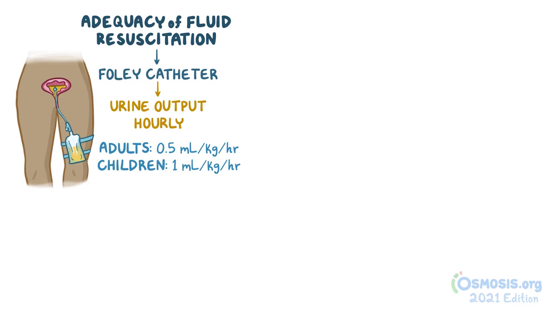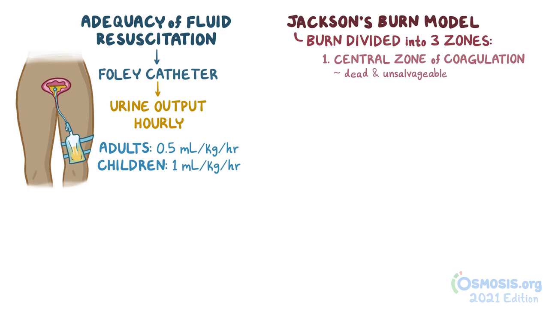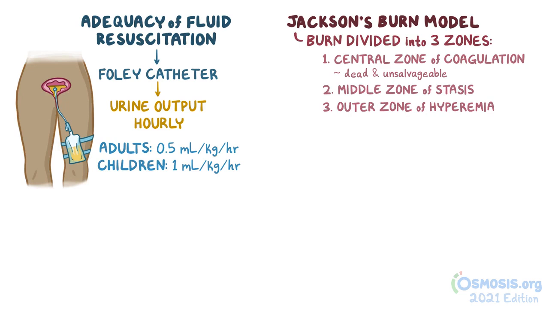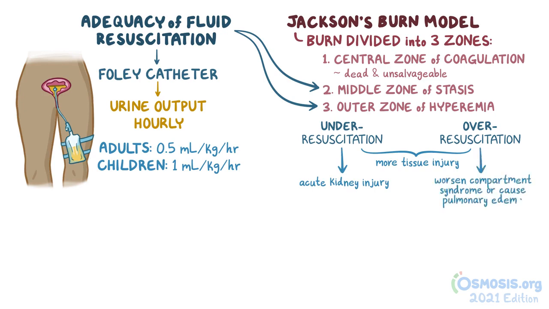The idea behind this strict fluid regimen is Jackson's burn model, which states that a burn injury is divided into 3 zones: a central zone of coagulation, which is dead and unsalvageable, a middle zone of stasis, and an outer zone of hyperemia. Adequate fluid resuscitation can potentially save the zones of stasis and hyperemia from irreversible injury. Under or over resuscitation can result in more tissue injury. Also, under resuscitation may cause acute kidney injury, while over resuscitation can worsen compartment syndrome or cause pulmonary edema.